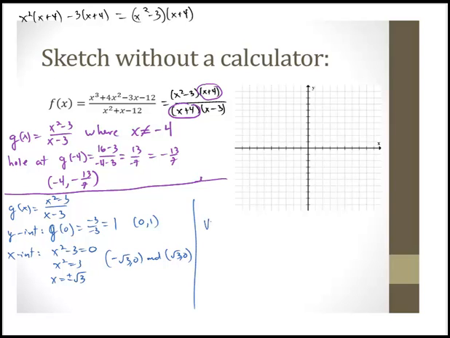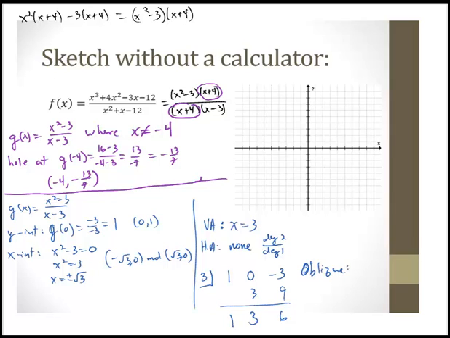Asymptotes: we would have a vertical asymptote at x equals 3. That makes the denominator 0. Horizontal asymptote, none, because we have degree 2 over degree 1. We do expect a slant asymptote. Using synthetic division, we'd have 3 dividing into 1, 0, negative 3. So that's 1, 3, 3, 9, 6. So we have a slant, or oblique, asymptote at y equals x plus 3.